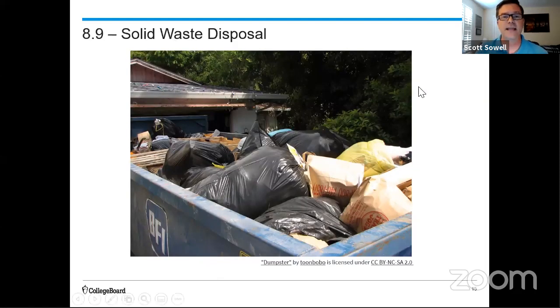The first thing is solid waste disposal. So here we've got a picture of a dumpster. Looks like they're cleaning out someone's house or garage, and we see lots of plastic bags full of stuff, paper bags, some wood, who knows what else is there. If we are going to quote unquote get rid of this, where does it go?